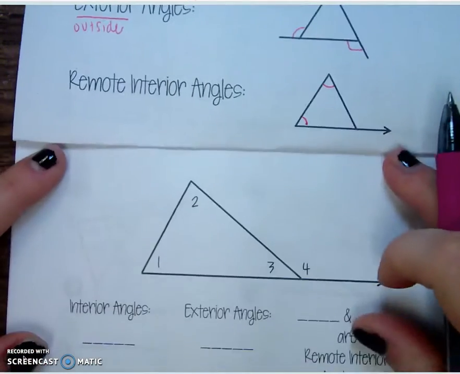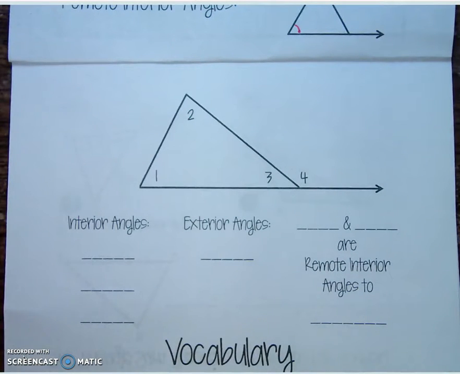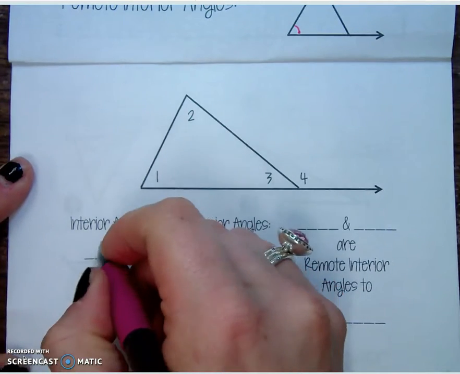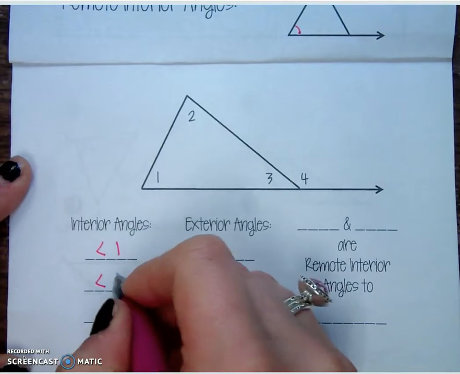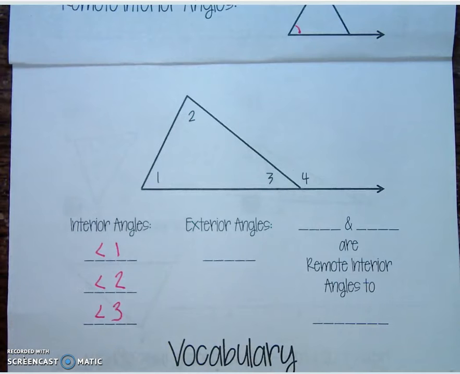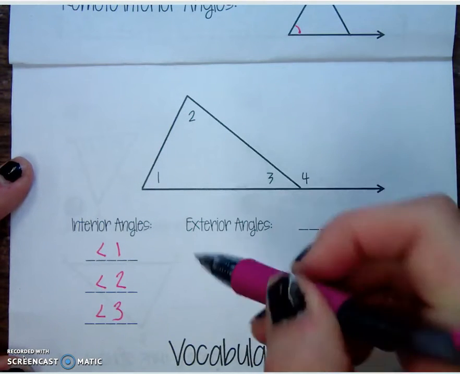Okay? So given this diagram, we're going to look at and label our interior angles. Well, I have three interior angles, angle 1, 2, and 3. Angle 1 is interior, angle 2 is interior, and angle 3 is interior. Our only exterior angle here is angle 4.